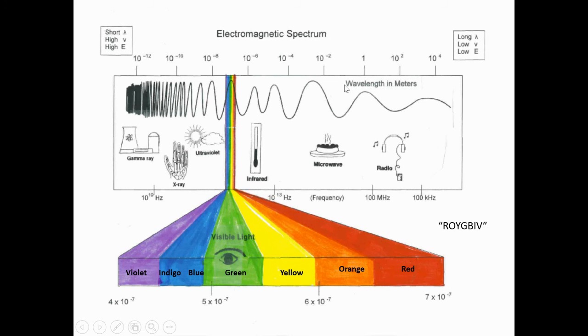So some key points. Radio waves are on the long, low end of the spectrum: long wavelength, low frequency, low energy. At the opposite end, gamma rays: short wavelength, high frequency, high energy. Radio, microwave, infrared, visible, ultraviolet, X-ray, gamma are all different forms of electromagnetic radiation, and what determines the form is the wavelength and the associated energy.